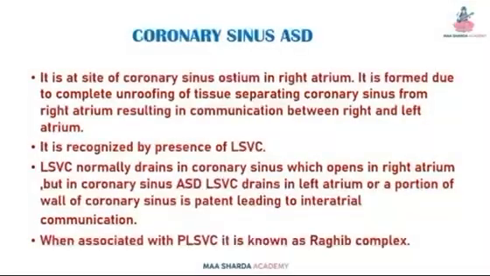Coronary sinus ASD is at site of coronary sinus ostium in right atrium. It is formed due to complete unroofing of tissue separating coronary sinus from right atrium, resulting in communication between right and left atrium. It is recognized by presence of LSVC. LSVC normally drains in coronary sinus, which opens into right atrium. But in coronary sinus ASD, LSVC drains in left atrium or a portion of wall of coronary sinus is patent, leading to interatrial communication. When associated with persistent left superior vena cava, it is known as Raghib complex.